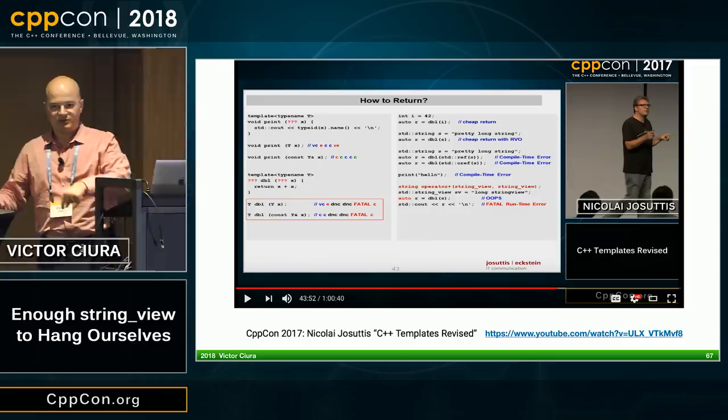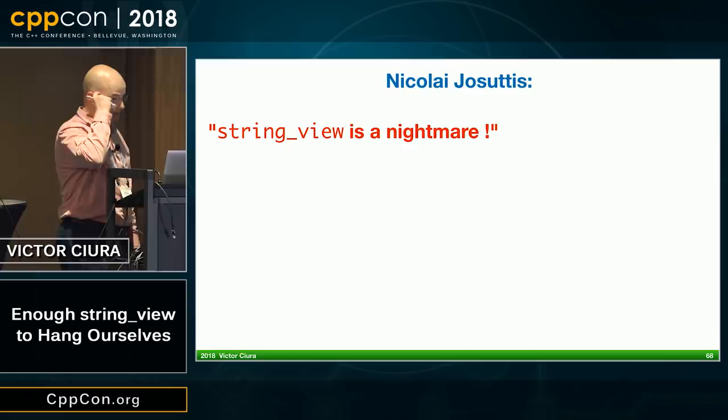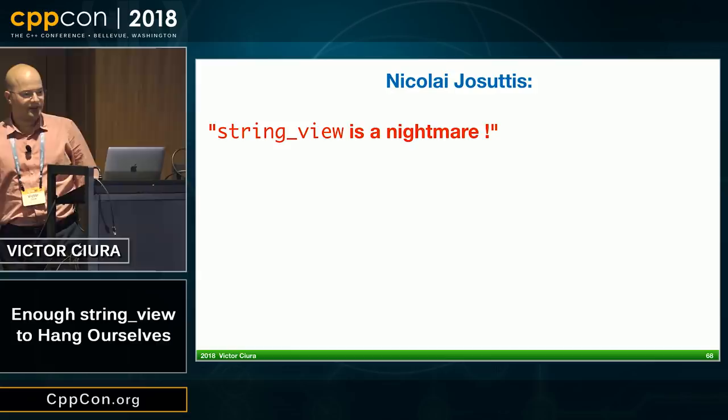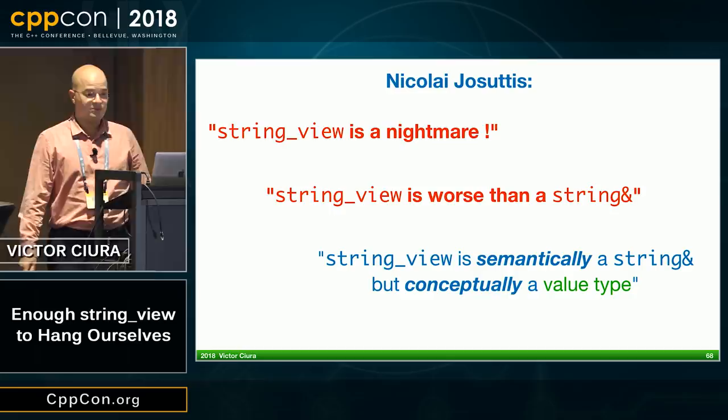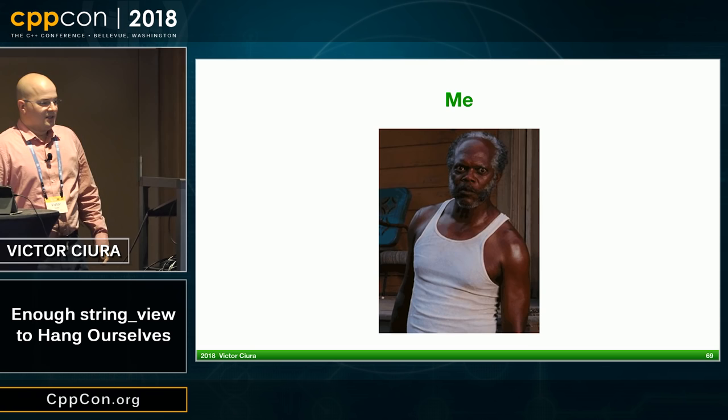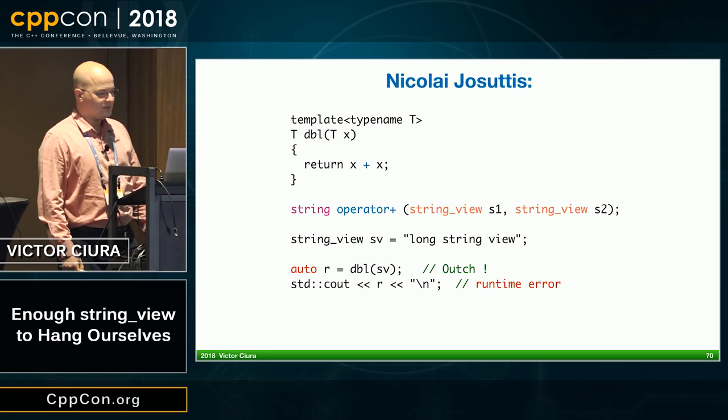Nico point out pretty disturbing stuff about string views. And we had quotes like string view is a nightmare, string view is worse than a string ref, and string view is semantically a string ref but conceptually a value type. So I was very, very disappointed. I almost gave up. I am gonna reiterate a very simple example that he showed a year ago here.